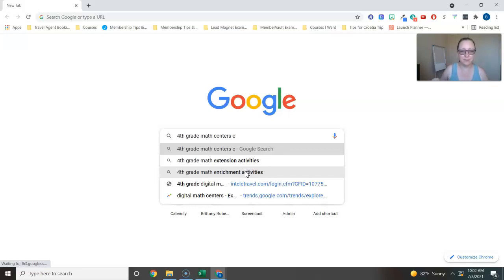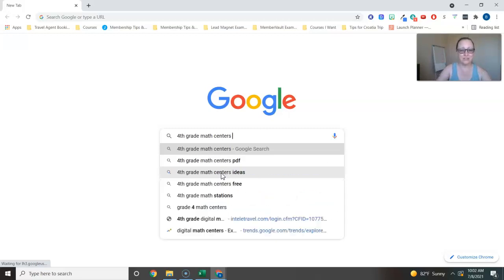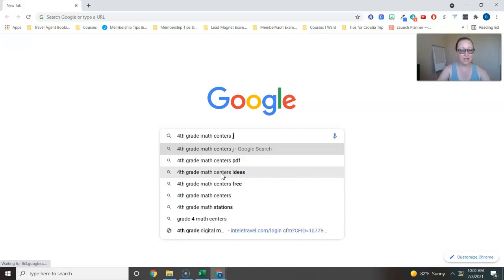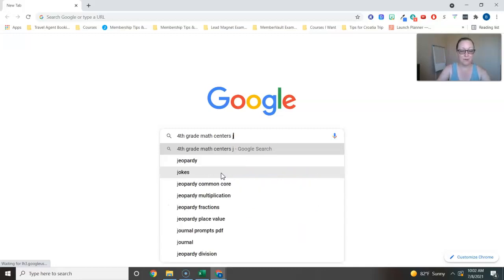Let's look up E. Okay, awesome. Fourth grade math extension activities, fourth grade math enrichment activities. So you might want to include some enrichment and extension in there. I would definitely write these down as you're going through. Fourth grade math center is free, okay? Teachers love free. So are you including any freebies that they could use? No G. Okay, activities for home. And fourth grade math center ideas. So fourth grade math Jeopardy.